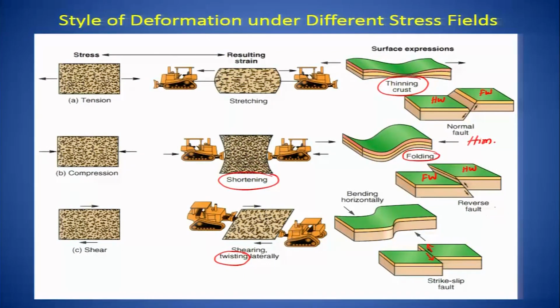The reverse fault again is a product of a compressive tectonic environment, but based on the angle it has been classified: if you have a fault angle greater than 45 degrees, then you classify that as a reverse fault. But if you have a fault angle less than 45 degrees, then you say thrust fault.